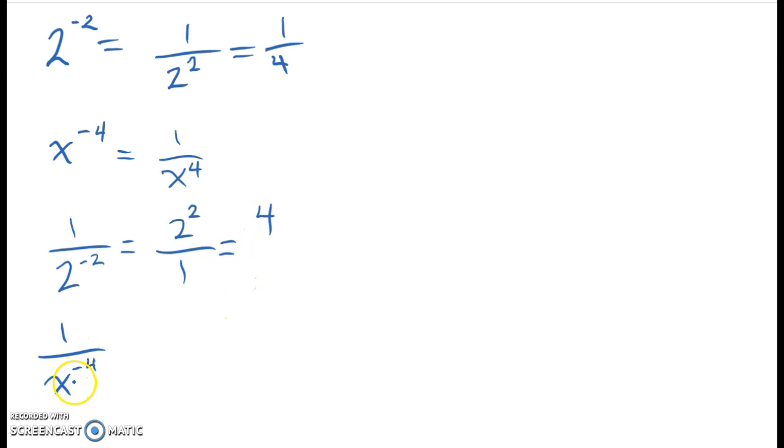1 over x to the negative 4. Switch levels and make it positive. So we've got x to the positive 4 in the numerator, and there's our final answer. We can't simplify that anymore, so we have to leave it as x to the 4th.